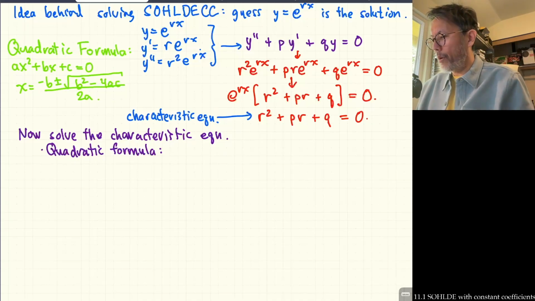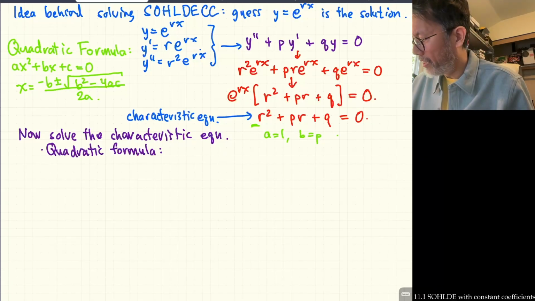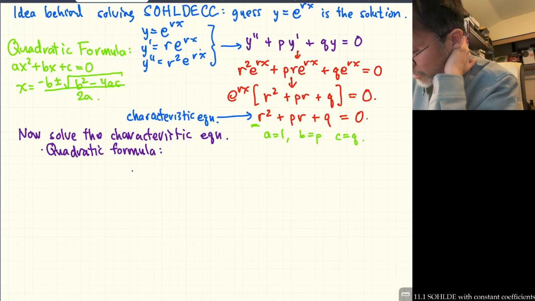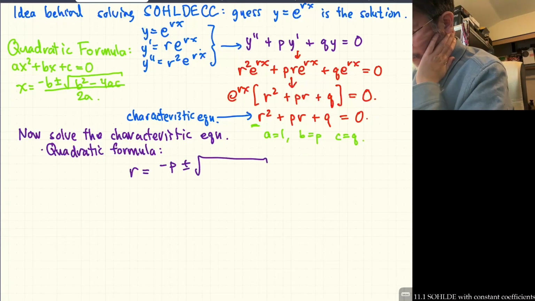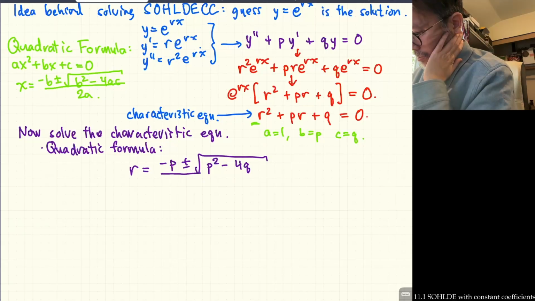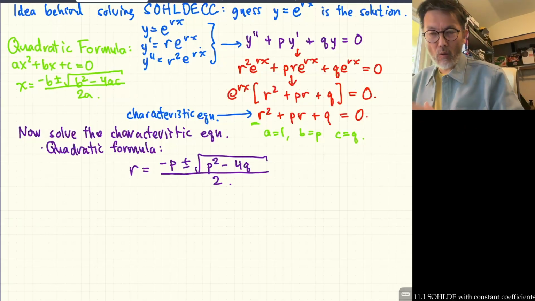But now, how do we apply it here where what's playing the role of a is 1, b is p, and c is q? Well, if we apply that, what we get is that r is equal to negative p plus or minus the square root of b squared, that's p squared, minus 4 times 1 times q, divided by 2 times a. Okay? Now, we can compute this using the quadratic formula.